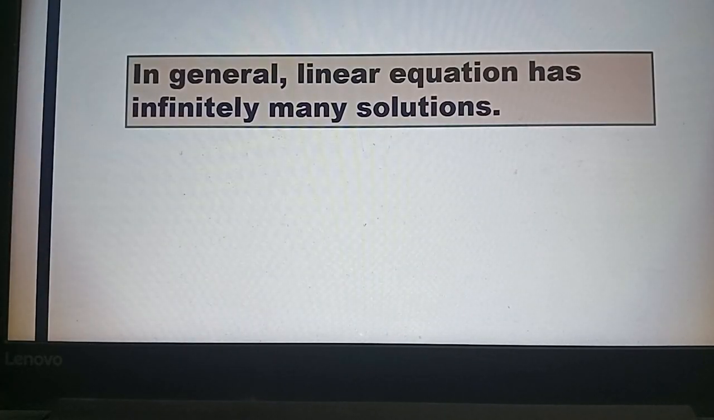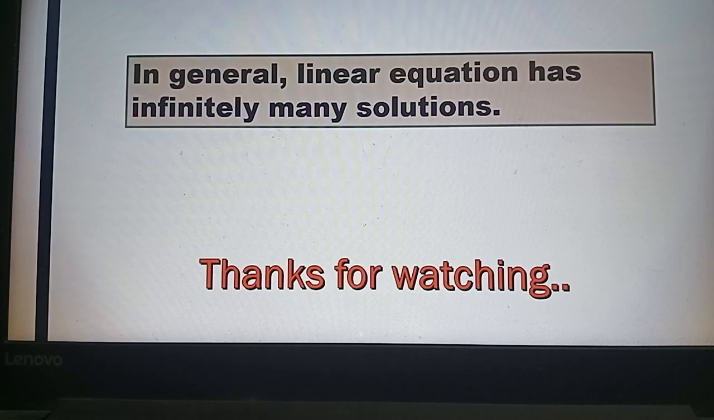So what do you infer from this? In general, a linear equation has infinitely many solutions. And you can also see my next topic, that is linear equations in two variables, finding the solutions of the equations, graphical solutions.